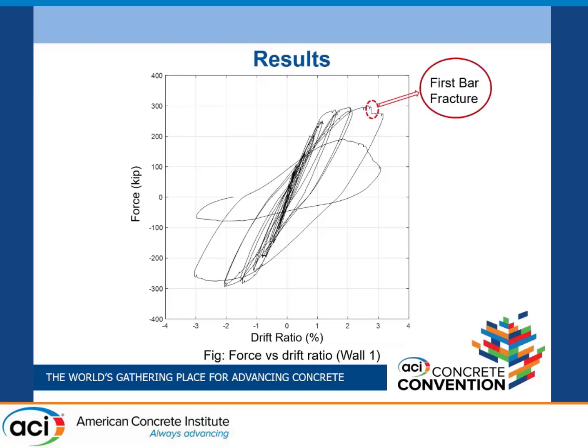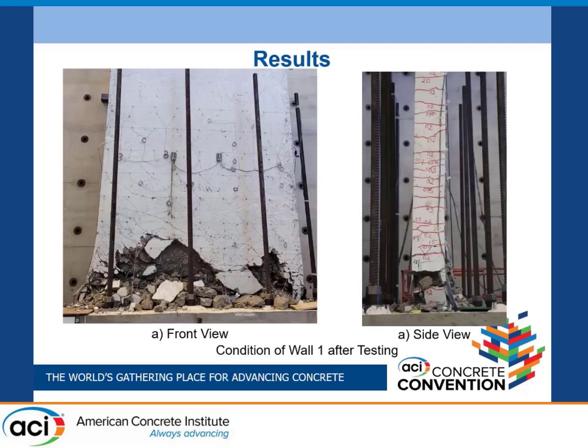While testing the first wall, the wall reached 3% drift, but the failure was initiated when we observed a first bar fracture at around 2.7% drift. And then because of this bar fracture, while loading the wall during the second cycle to positive 3% drift, the wall lost its lateral strength capacity and ultimately failed.